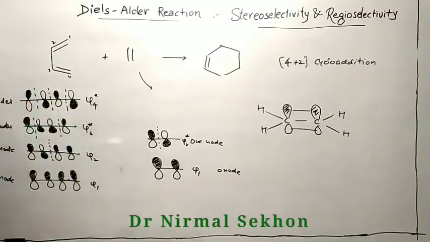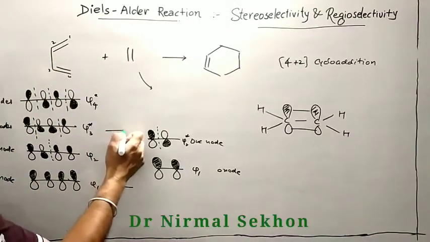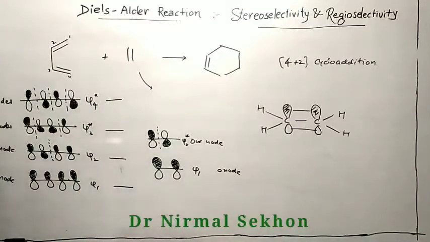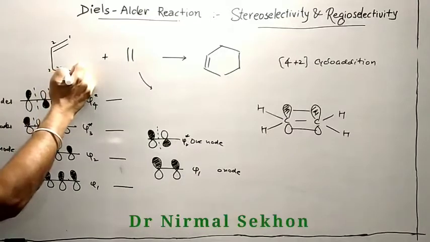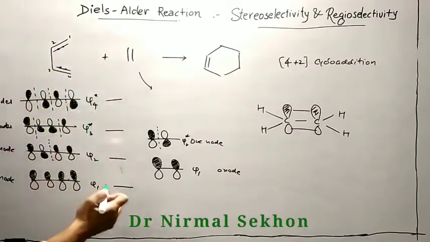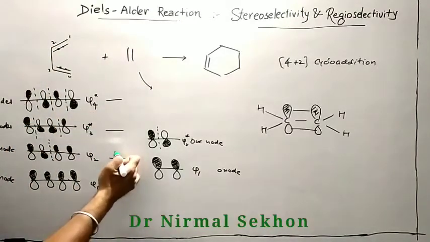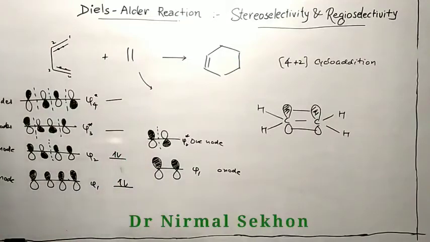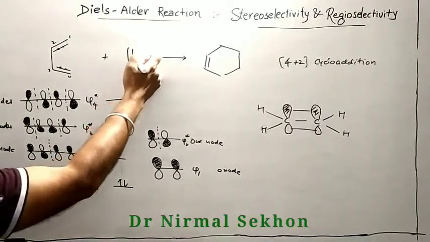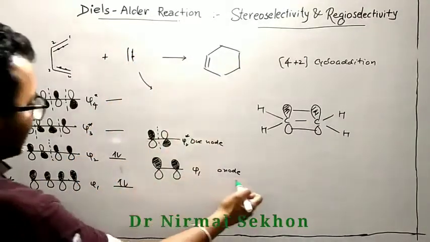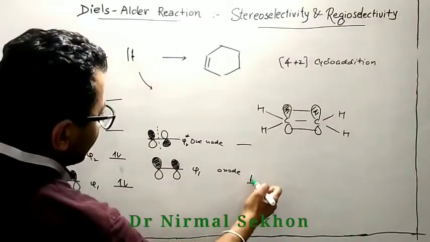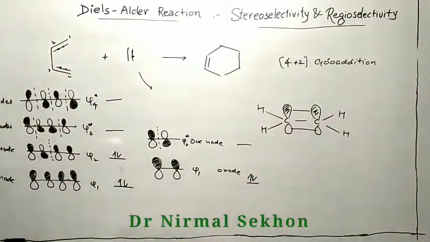So now in this diene we have 4 molecular orbitals. There are 4 pi electrons, and these 4 electrons are filled like this. And in the dienophile we have only 2 pi electrons, and these 2 pi electrons are filled like this.